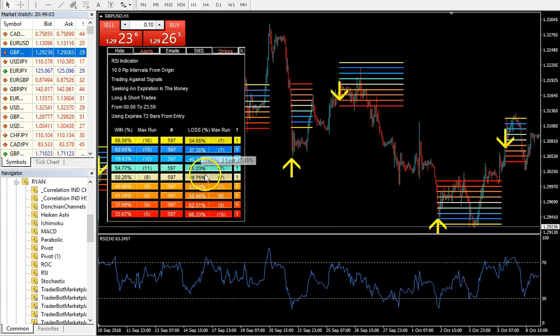And you can see how often things have happened right here, 597 times. You can see it happened 50% of the time, so it's basically a break-even strategy. You can also see that it's had 9 winners in a row and 7 losers in a row, over the course of that time frame.